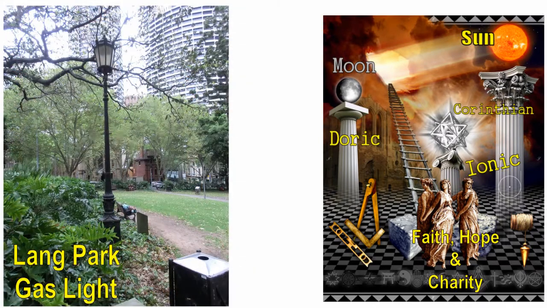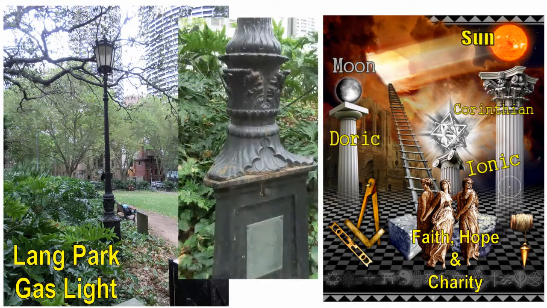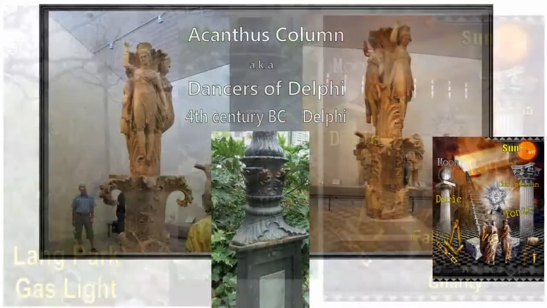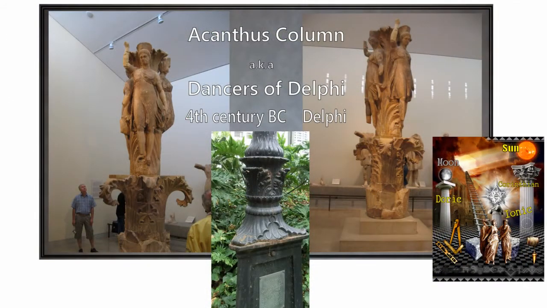Now, how does that connect to Lang Park? Well, we have a gas lamp. Now, a light, which is an interesting connection as well, and we see the base of the light. We have this acanthus leaf pattern again. Triangular base, equilateral triangle, but there's more connections to that because we go back to ancient times, 4th century BC, the acanthus column as it's called, or the dancers of Delphi. The three female figures with the three acanthus leaves coming off of it.